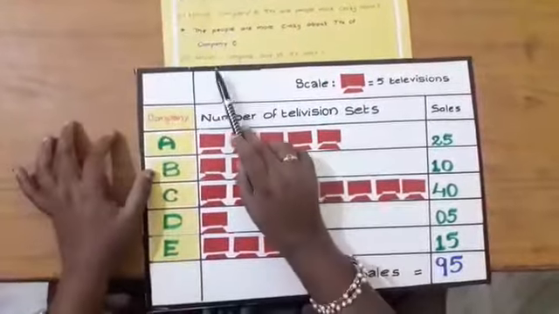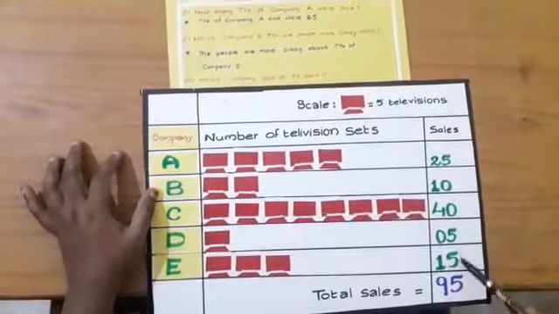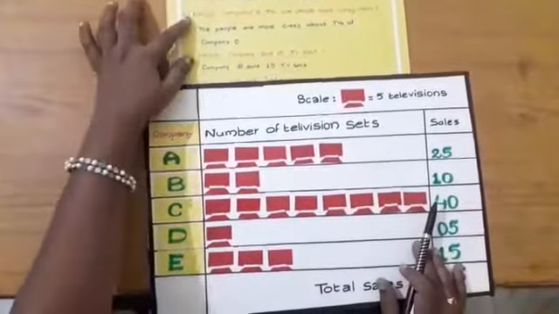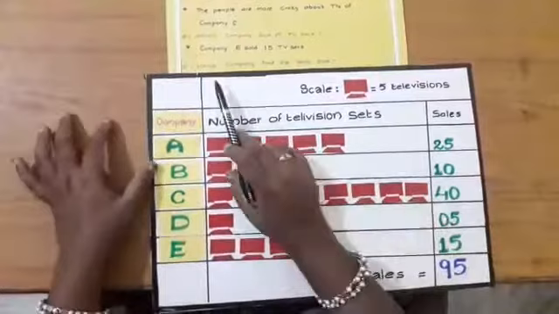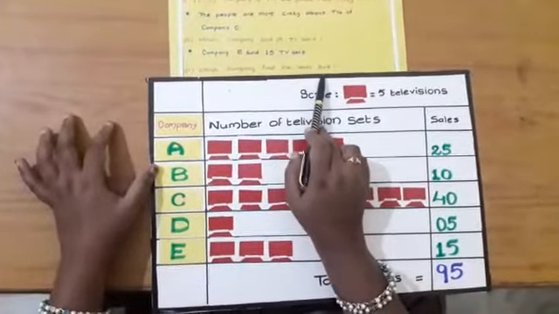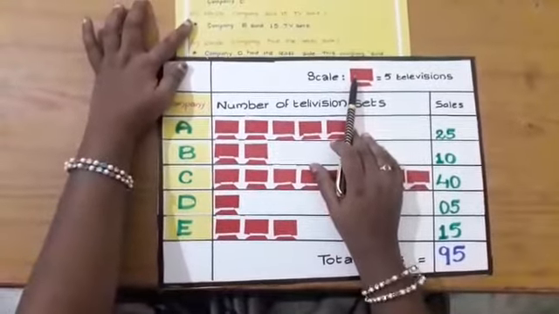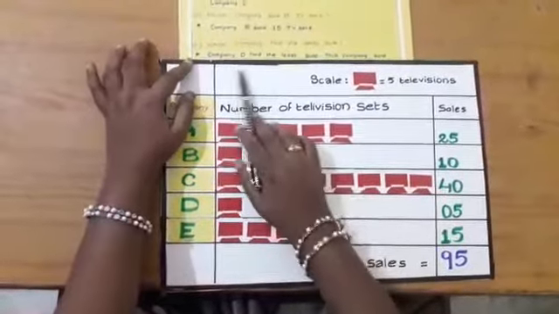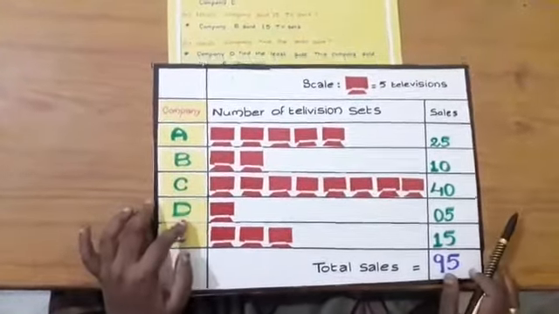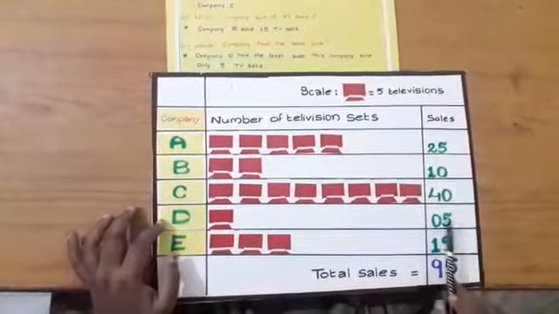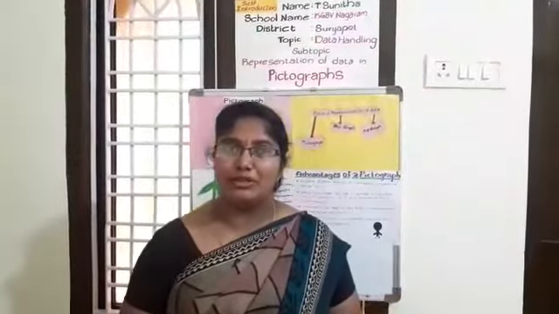And the next question: which company sold 15 TV sets? Here 15 TV sets were sold by company E. And the last question: which company had the least sale? Least sale means very low sales, that is company D. Company D had the least sale. This company sold only 5 TV sets. Students, now we prepare a pictograph for given data.